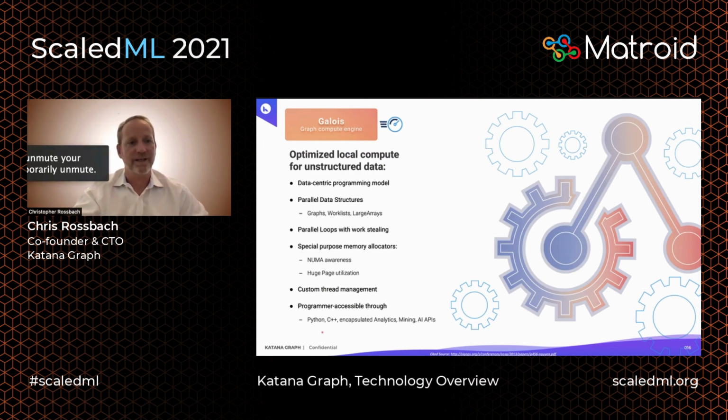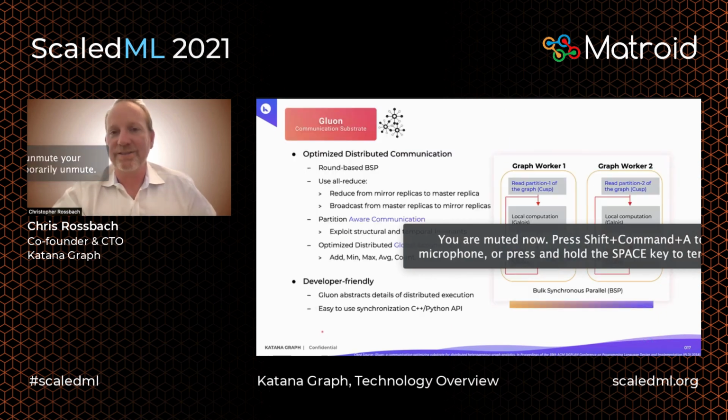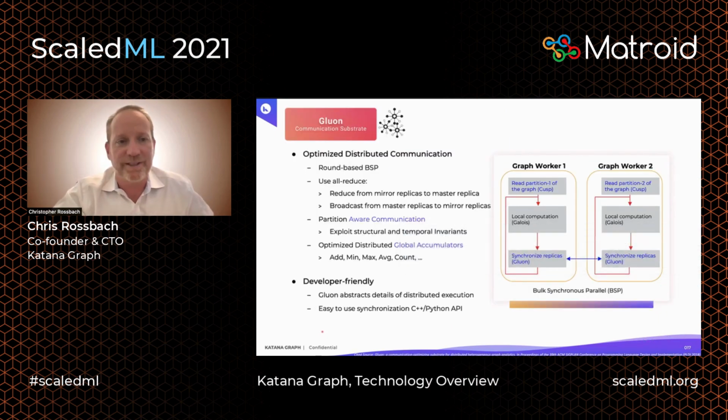Gluon, as I said earlier, is the substrate that is used to communicate between different hosts in the cluster. Each host is running the Galois compute engine and computing over some partition that is computed initially by CuSP. Gluon is essentially an extension that enables round-based bulk synchronous parallel computation over each of those partitions.